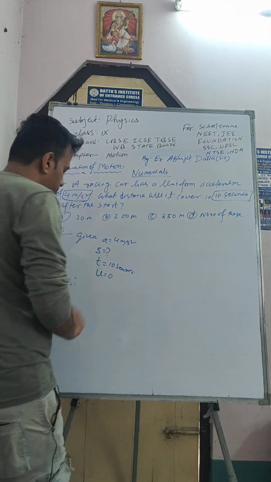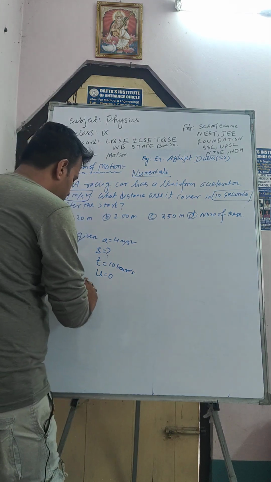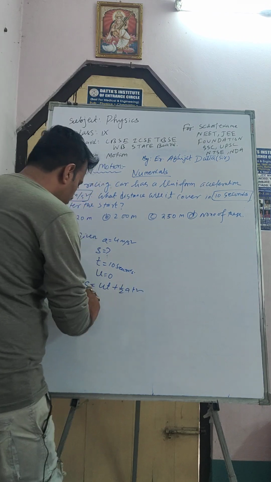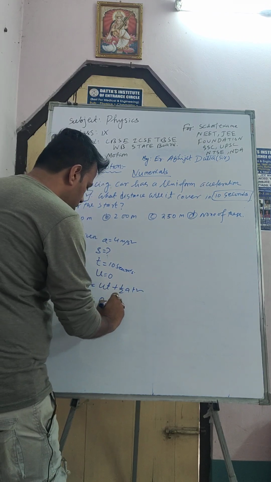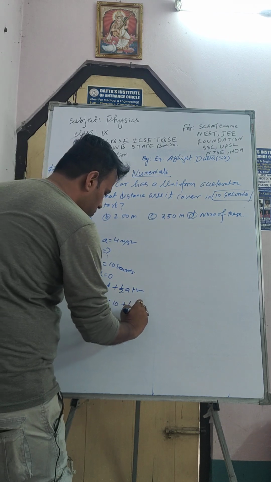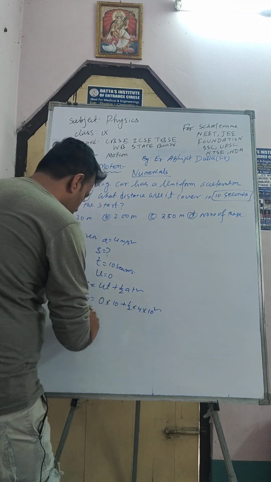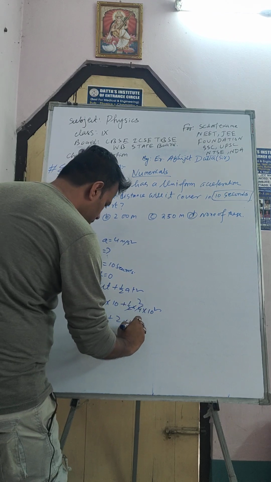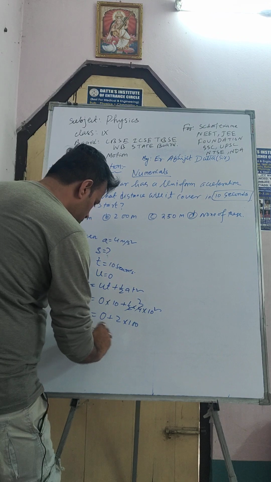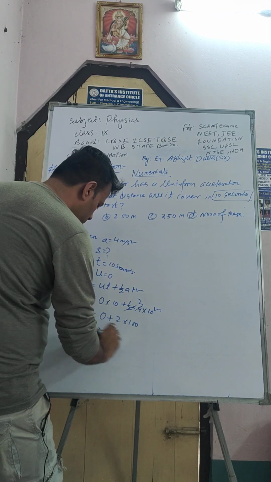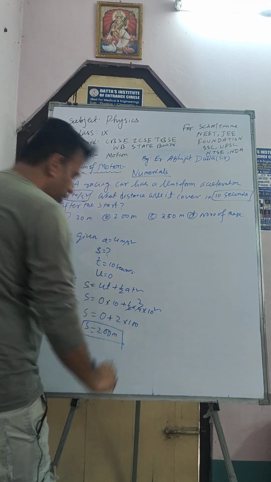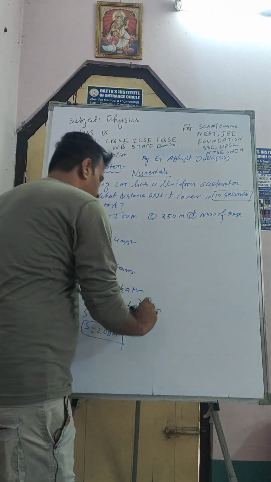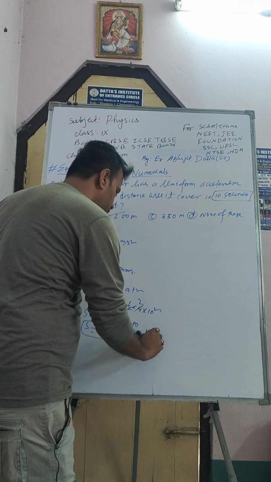So we can write, there is one formula, s is equal to ut plus half a t square. So s is equal to u is 0, t is 10, half a is 4, and t is 10 square. So s is equal to 0 plus 2 into 100. So s is equal to 200 meter. Got my point? So which option is correct? Option B is the correct answer.